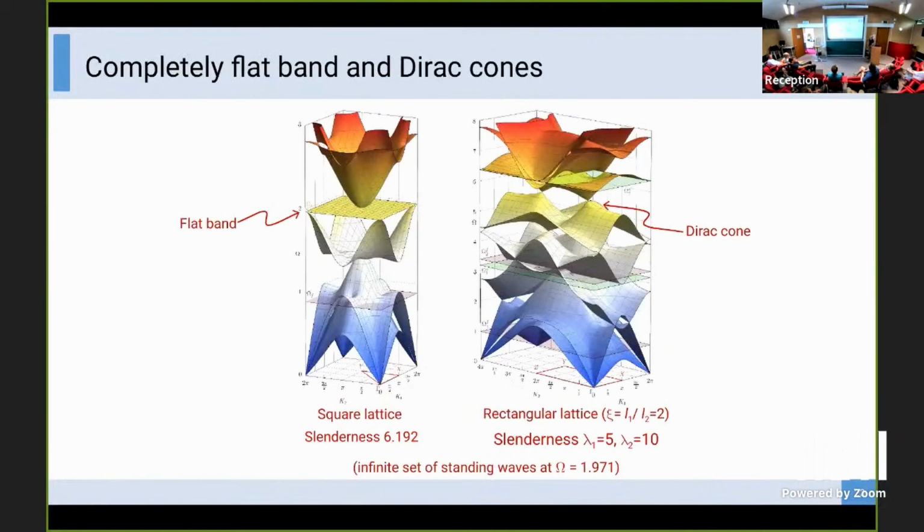And this is another example of dispersion surfaces. By playing with the lattice parameters, you can obtain several interesting effects, like a completely flat band at a specific frequency. So if you fix the slenderness of the beams to this value, you have this completely flat band, which corresponds to an infinite set of standing waves, and also multiple Dirac cones for a rectangular lattice, so changing the aspect ratio of the lattice.